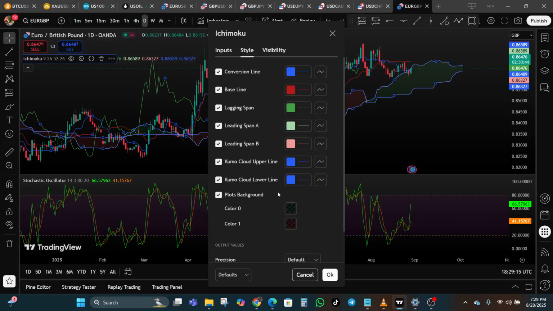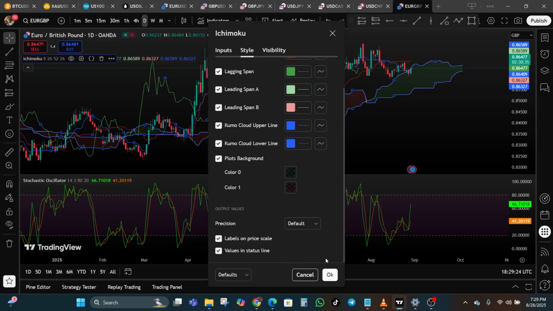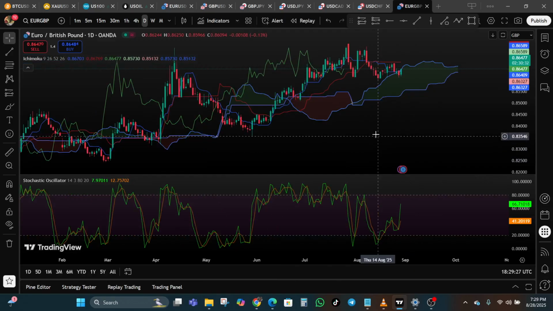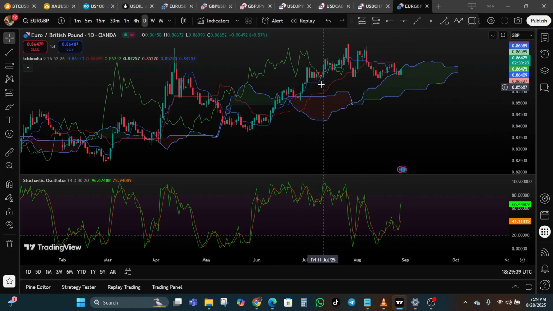the Ichimoku Cloud upper line and lower line. Let us also make that to be displayed. Okay, so now you will see that this indicator is divided into several components. Okay, so whenever you have these two lines, you see this red and this thinner blue, right? They indicate trend direction and possible reversal points. So together, these two indicators give you both trend confirmation and timing signals, perfect for swing trading.